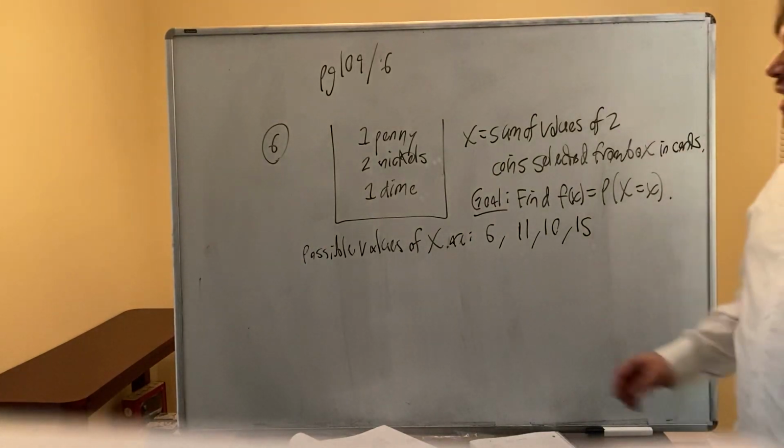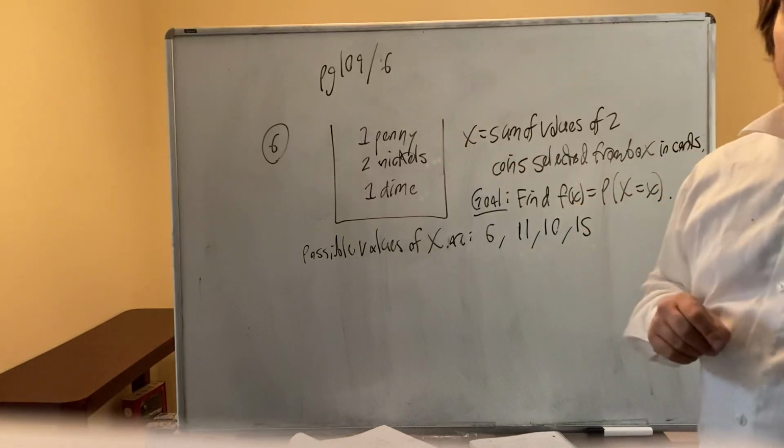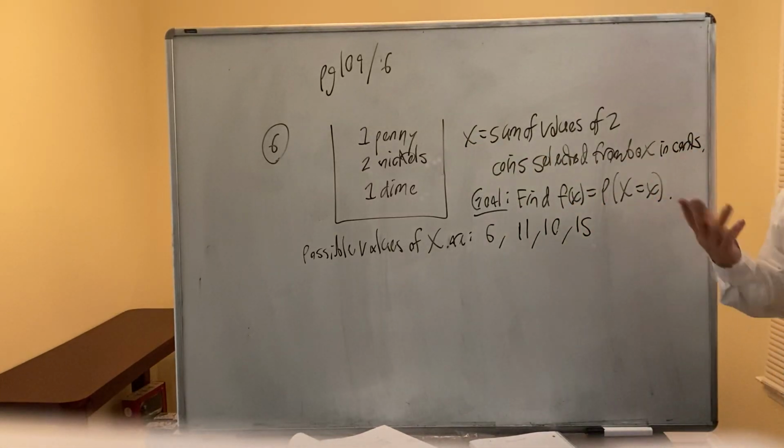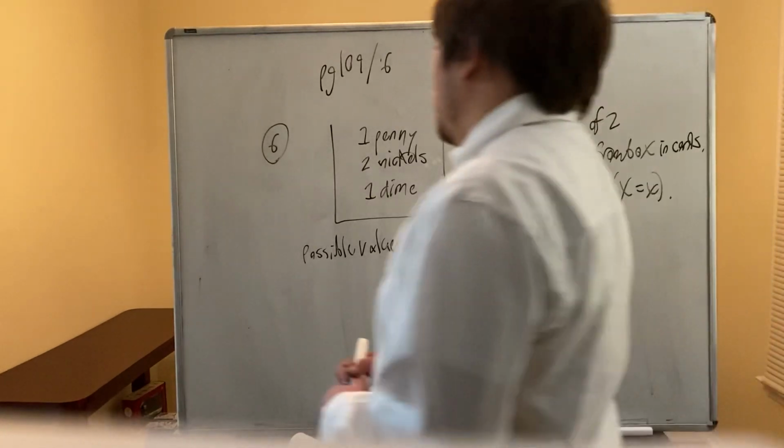So you could get these values by saying you have 0 nickels, 1 nickel, or 2 nickels in the total 2 coins. All right? Okay, so the possible values of X are 6, 11, 10, and 15. And so you want to know the probability of each amount, getting each amount.